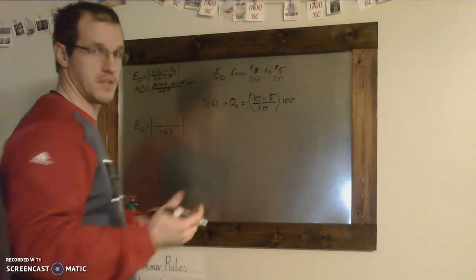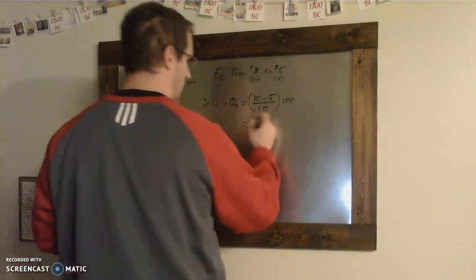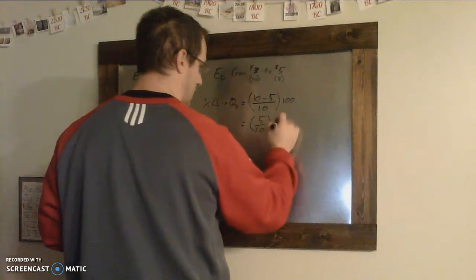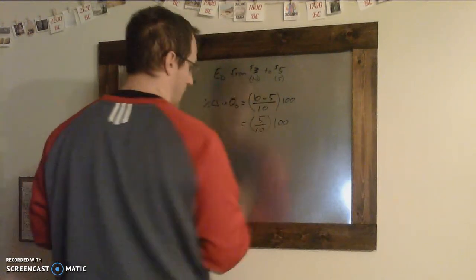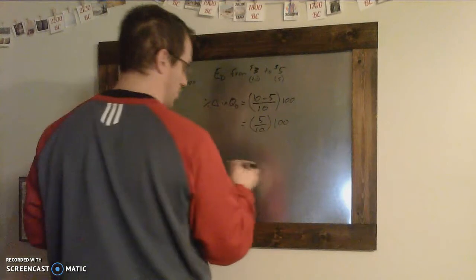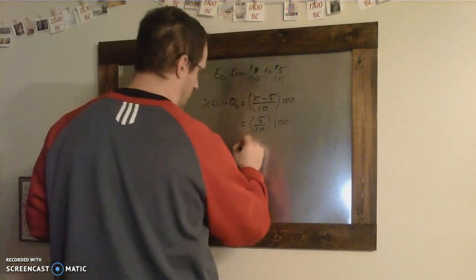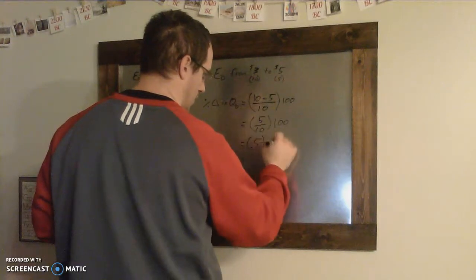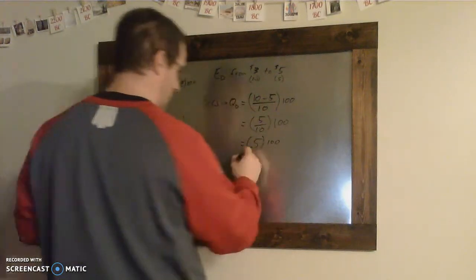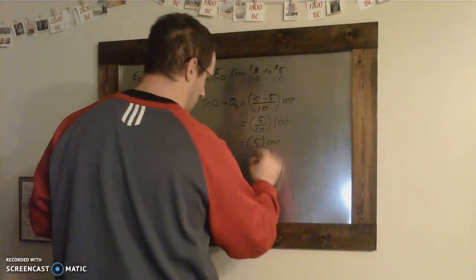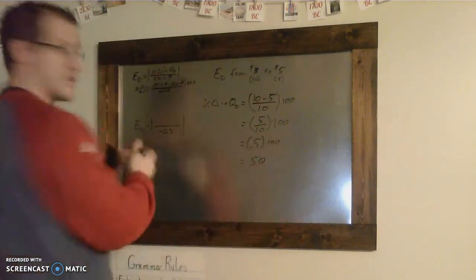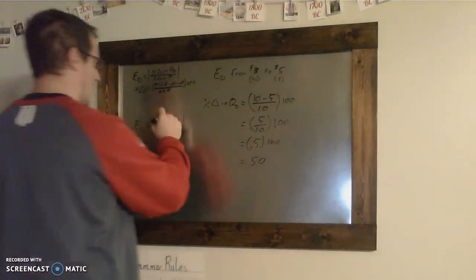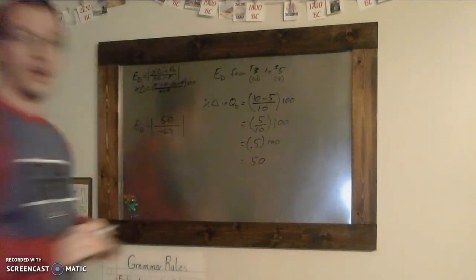Once again, very meticulous. So we're going to work our way down. 10 minus 5 is going to be 5. Divided by 10 times 100. 5 divided by 10 is going to be 1/2. So 0.5 times 100. And that is going to give us a value of 50. Okay? And so once again, we come back over here to our elasticity of demand equation, and we're going to plug in a value of 50.